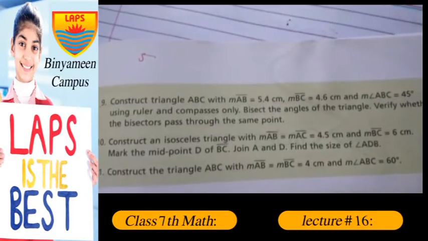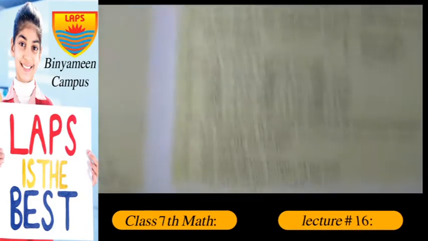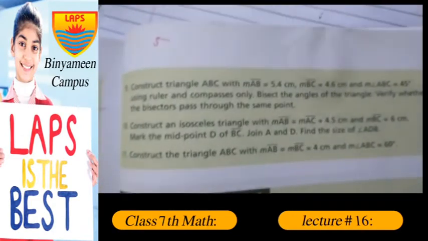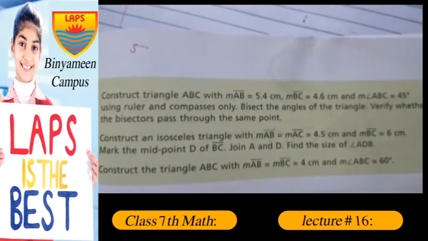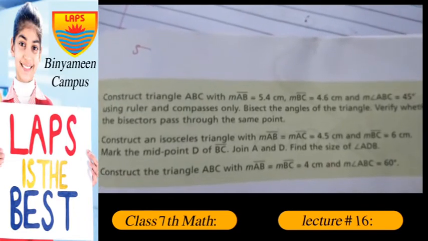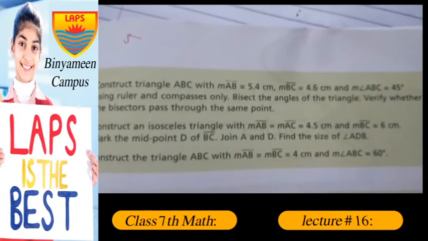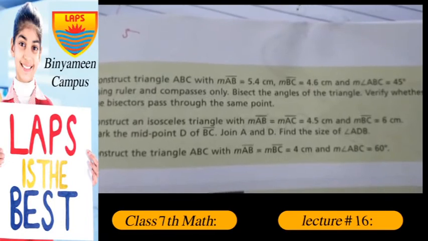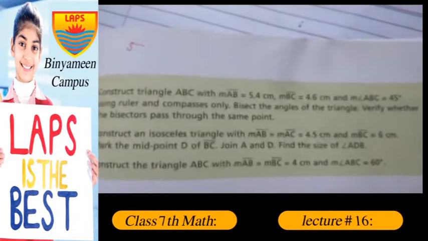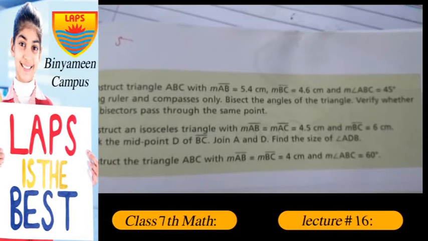Today I deliver a lecture from page number 173. Question number 9. Construct triangle ABC with the measure AB equal to 5.4 centimeter, measure BC equal to 4.6 centimeter, and measure angle ABC equal to 45 degree, using ruler and compass only. Bisect the angles of the triangle. Verify whether the bisectors pass through the same point.